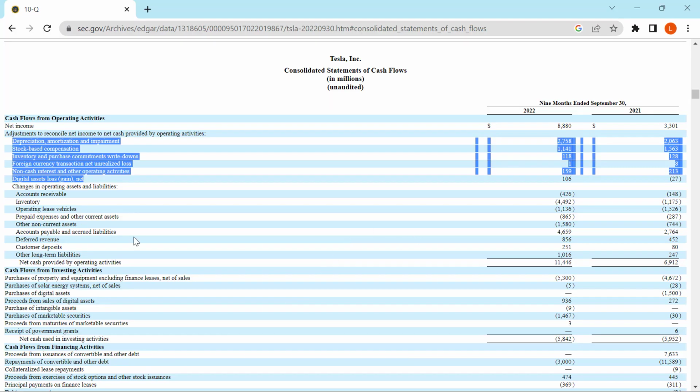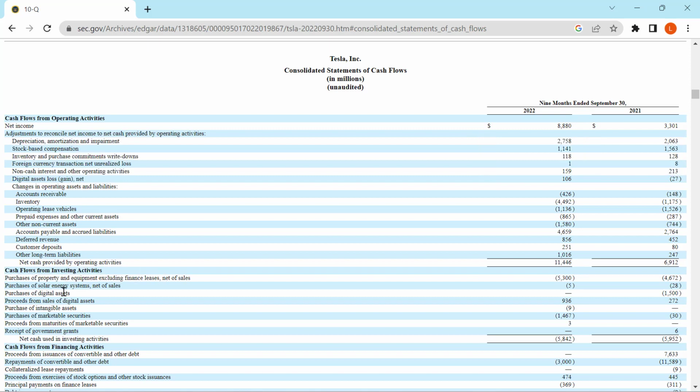After that, we take CAPEX. In CAPEX, we go to investing activities and we can see here purchase of property and equipment, purchase of solar energy systems, purchase of digital assets. Absolutely not, these are basically Bitcoins. Proceeds from sale of Bitcoins, purchase of intangible assets. That is an investment, that's an IP. Marketable securities is not an investment.